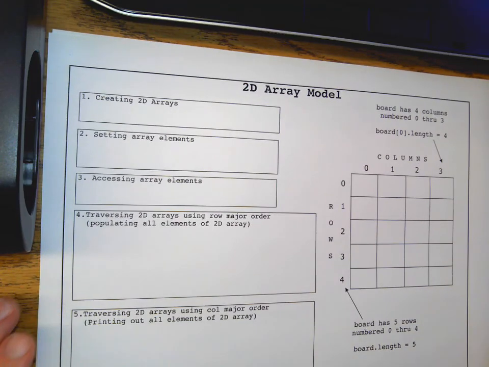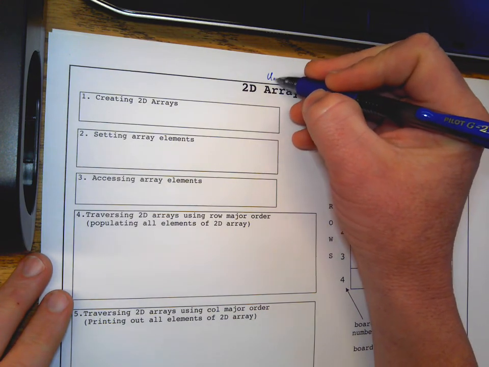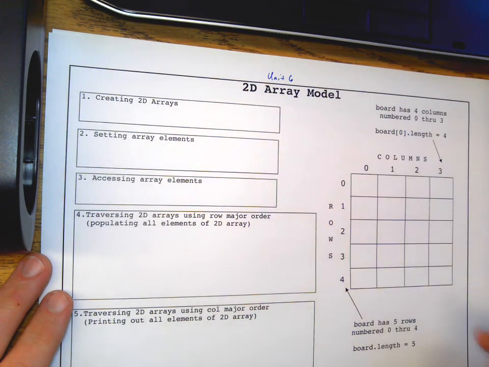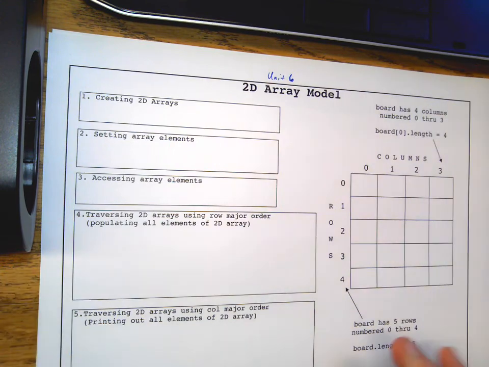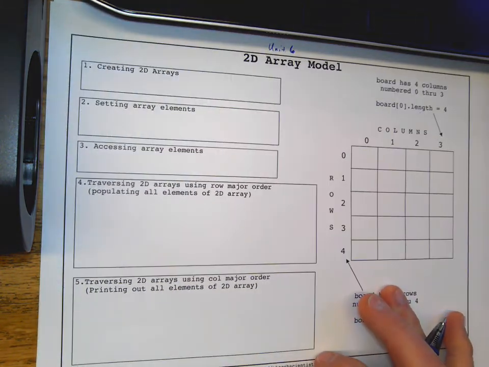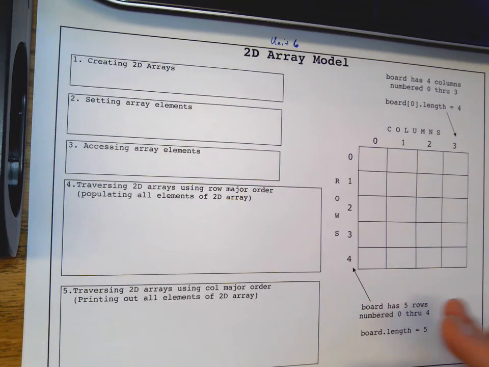AP Computer Science A, Unit 6, note sheet. So this is the 2D array model. Kind of go over the basics of what 2D arrays are.